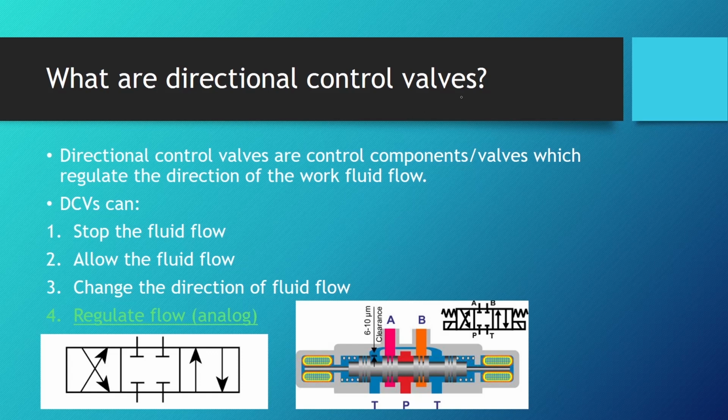Now, what are directional control valves? Directional control valves are control components or valves which regulate the direction of the work fluid flow. The abbreviation for them is DCV. DCVs can stop the fluid flow, allow the fluid flow, change the direction of fluid flow, and they can also regulate flow. Those are directional control valves which are analog, and we will explore them later.